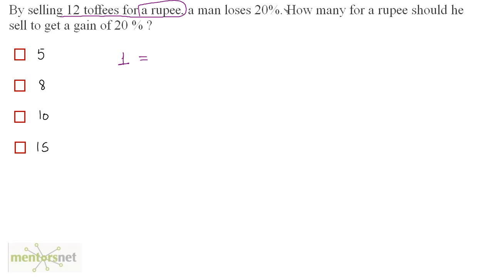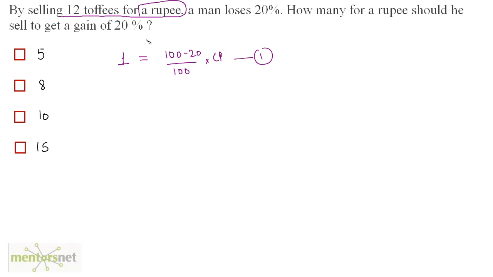So I can write the selling price of 12 toffees, which is equal to 1, as equal to a 20% decrease in the cost price. So it is equal to 100 minus 20% of cost price. So 100 minus 20 upon 100 of the cost price. So this is equation 1.